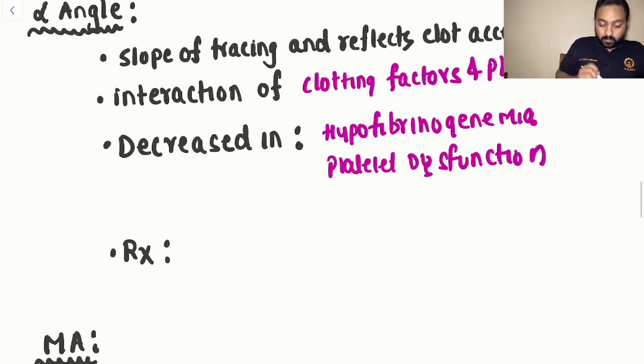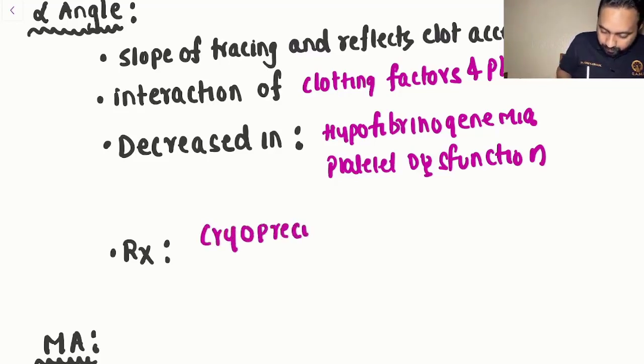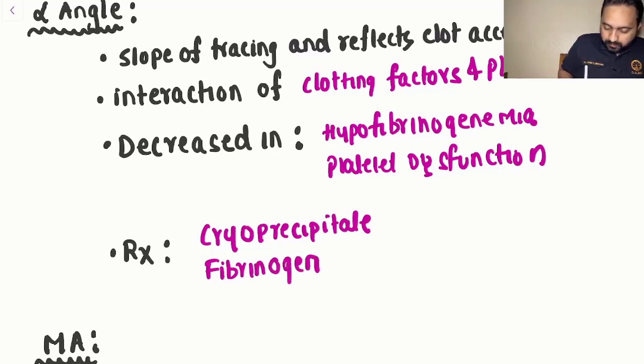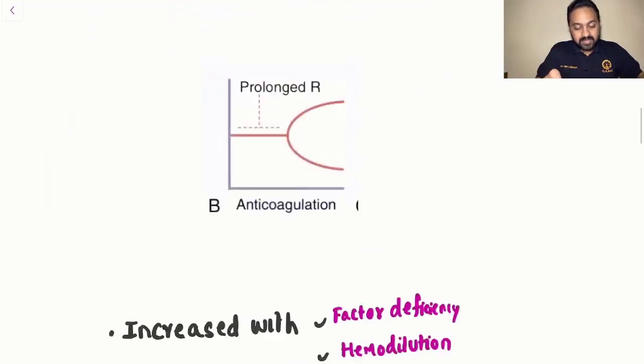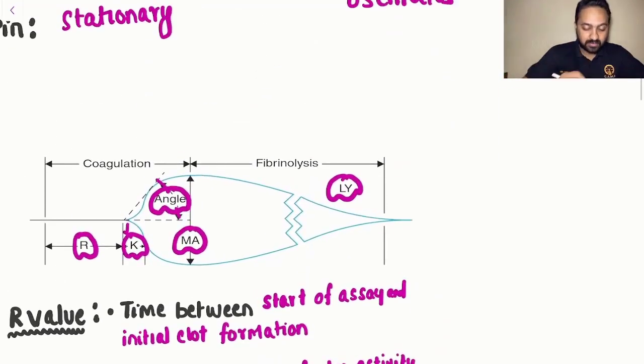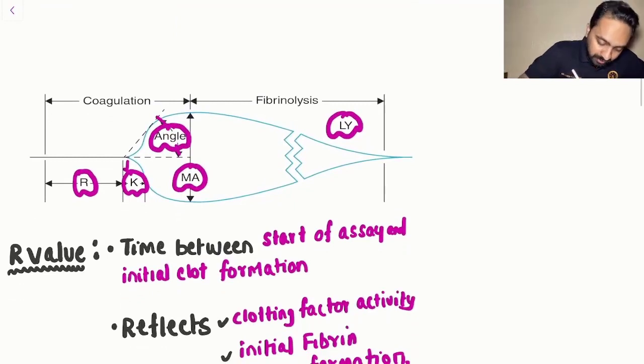So the treatment over here in case of your decreased alpha angle includes your cryoprecipitate and your fibrinogen. Right. So these are your few important points with respect to your alpha angle. Now the next important tracing in your TEG is for your MA.